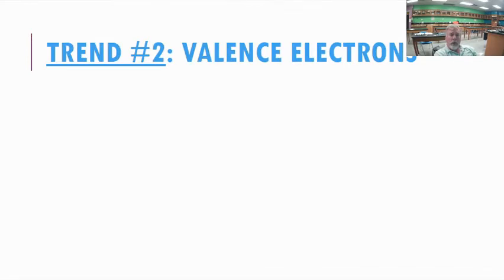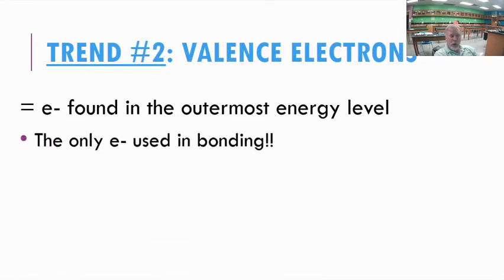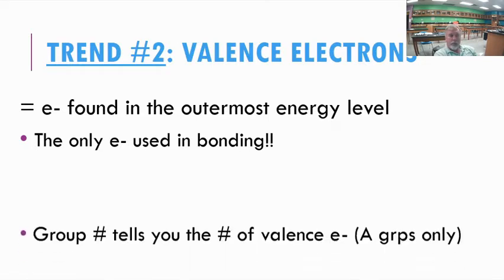For trend number 2, we're going to talk about valence electrons. If you remember what valence electrons are, these are the electrons that you find in the outermost energy level. And they're important because they're the ones that are used in bonding. The inside electrons aren't available for bonding. Think about it, they're inside, they're being hidden. It's only the ones on the outside, on that outermost energy level, that are available for bonding. So hopefully it makes sense. They're the ones that control what's going to happen.